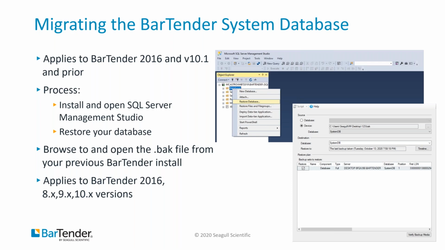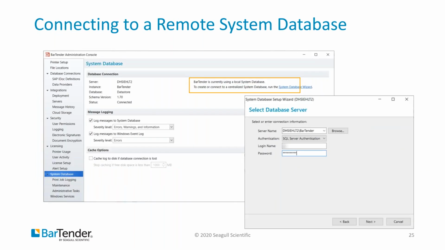And what my SQL Server Management Studio is going to be looking for there is going to be that .bak file that we backed up, right? So once again, this applies to any recent version of BarTender, really as far back as 9.2 when Librarian came out.